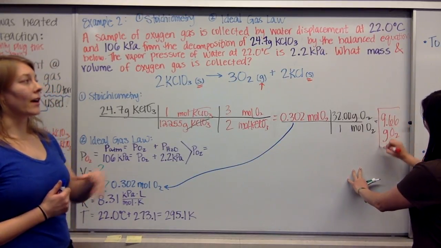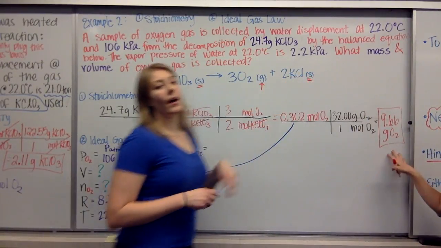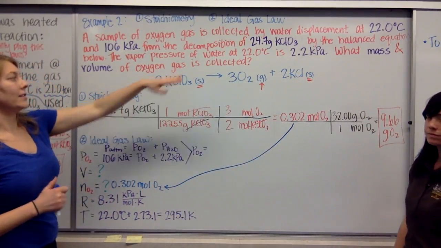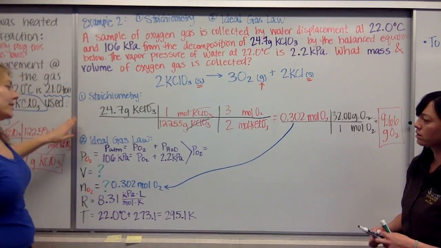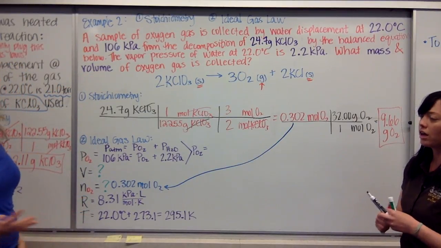All right, so we're halfway there. We've already found the mass of oxygen that is collected. Now we need to find the volume. The only way to find the volume is to use our ideal gas law. Okay, so let's take a look at what we have.